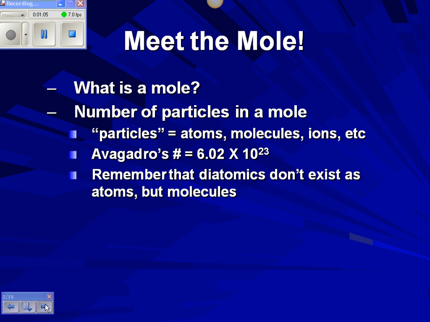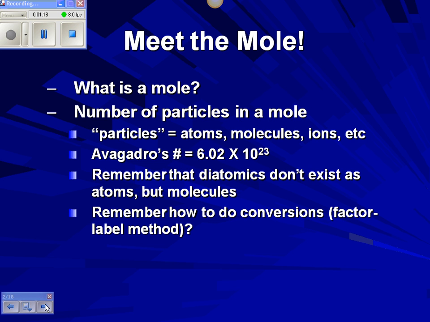Keep in mind the Cliff Hoburns: chlorine, iodine, fluorine, hydrogen, oxygen, bromine, and nitrogen. Those are diatomics. They do not exist as atoms, but as molecules. And so in this chapter, you're going to be seeing how we use that factor label method to convert.